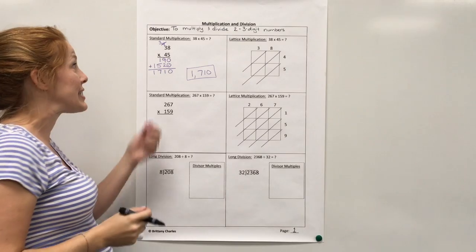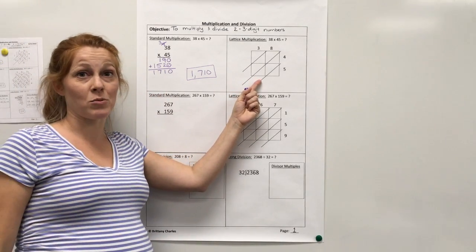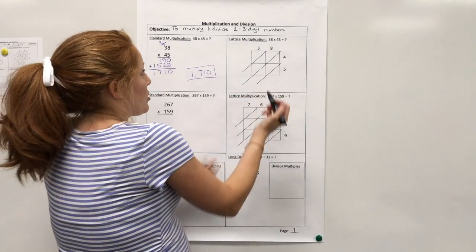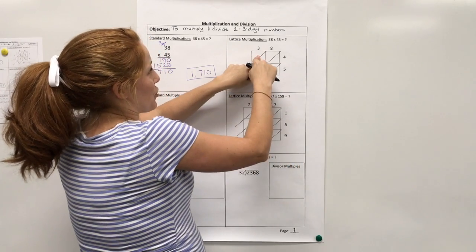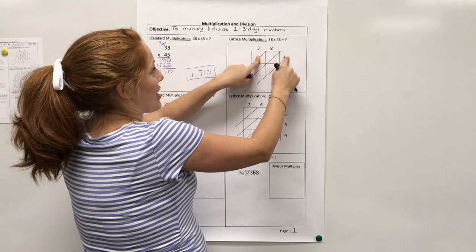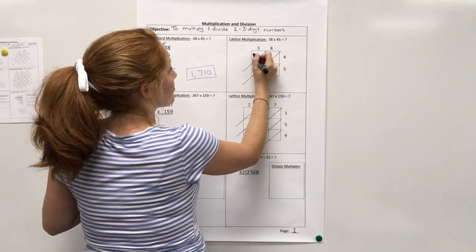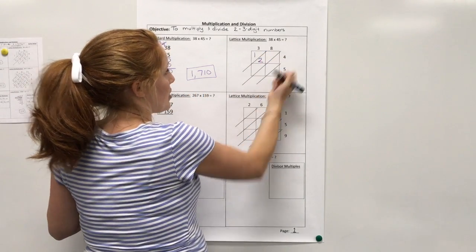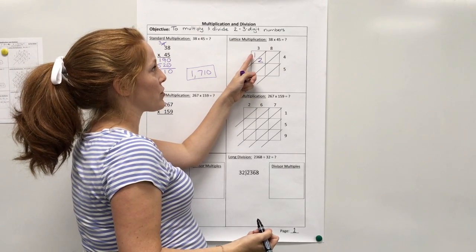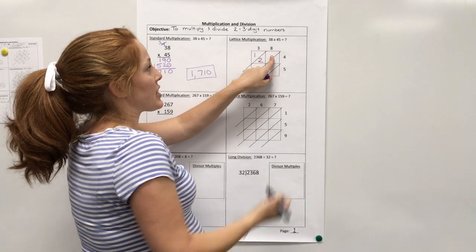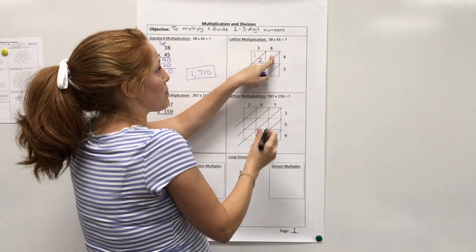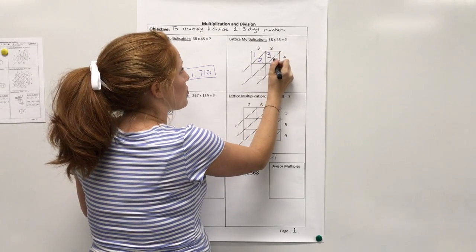All right, same problem, but now showing you with lattice multiplication. So you're going to look at the first box and look at what's above it and what's to the side. So I have a 3 and a 4. 3 times 4 is 12. Okay, so the first digit will go here, the second digit will go here. Next box, I have an 8 and a 4. 8 times 4 is 32.